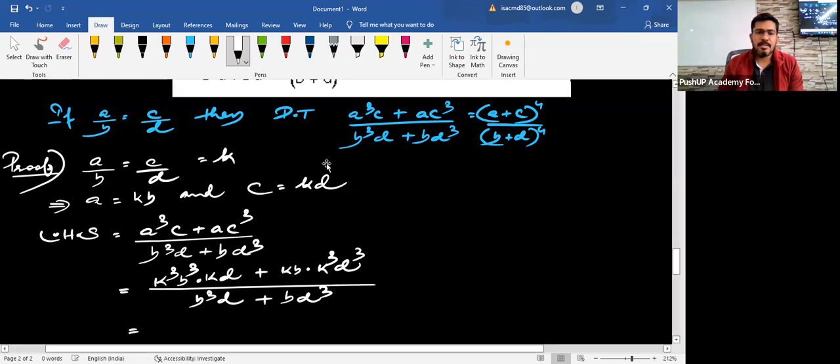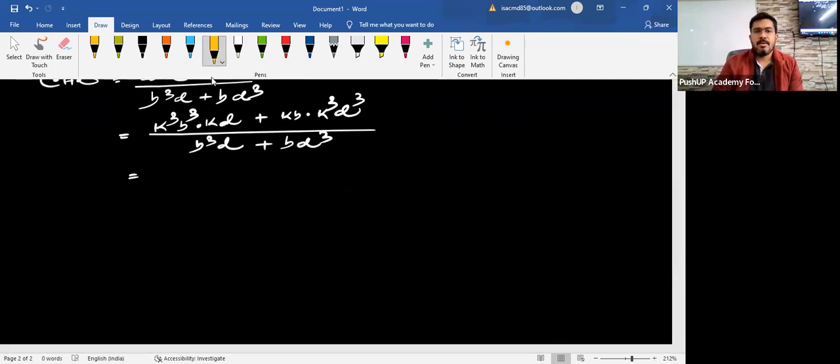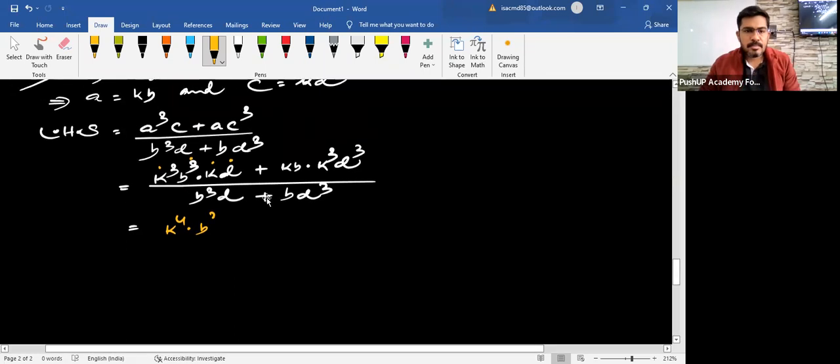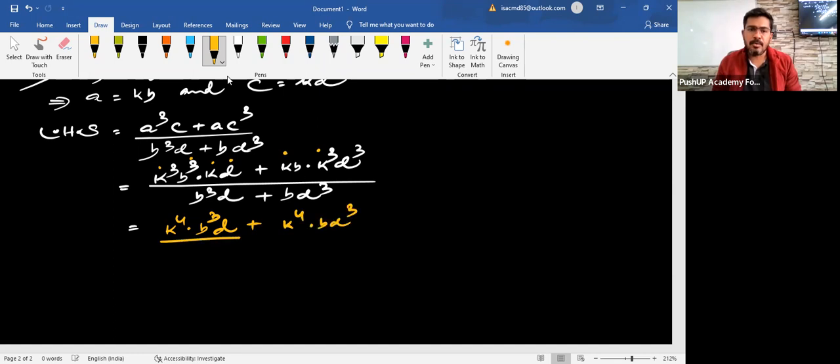Now this is equal to, the numerator can be further simplified, K cube into K. Children, K cube into K is what? K raised to 4. And B cube into D is what? B cube D. Put the plus sign. K into K cube is what? K raised to 4. B into D cube is what? BD cube. Whole divided by B cube D plus BD cube.